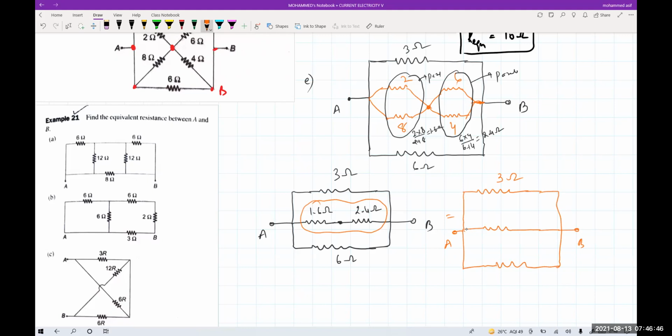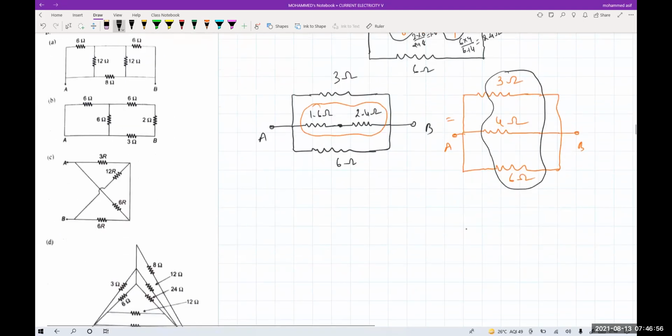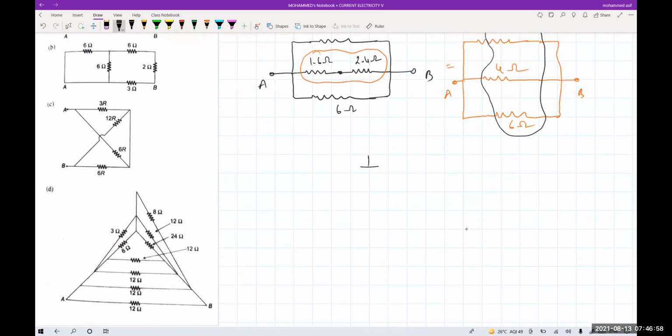4 ohms. And down is your 6 ohms. Now the total combination, which combination is this? Parallel. So 1 by R effective will be equal to 1 by 3 plus 1 by 4 plus 1 by 6.